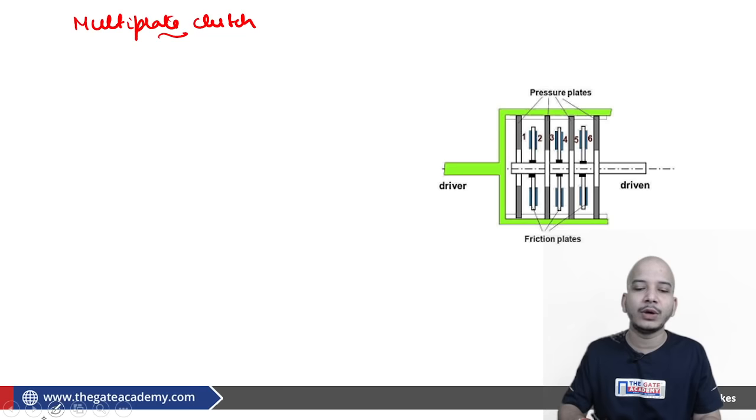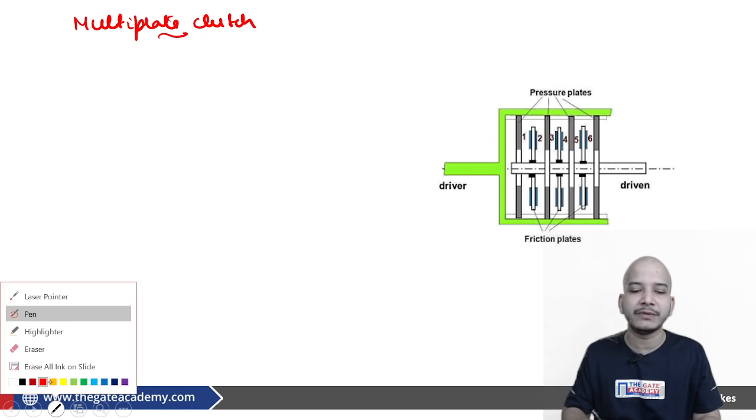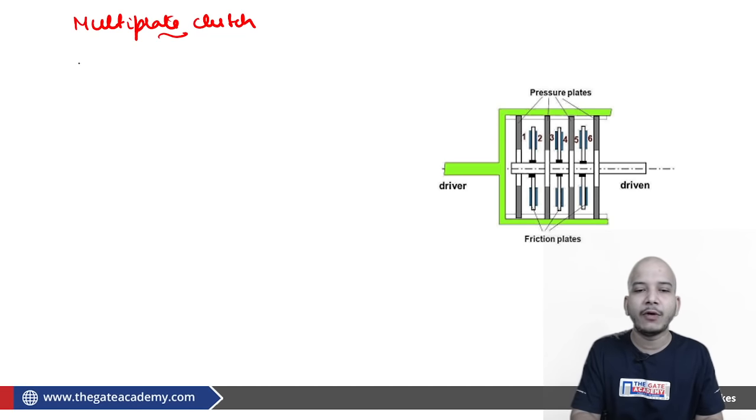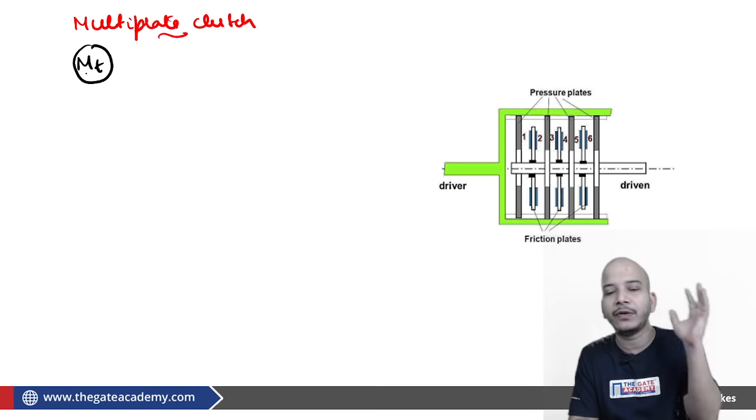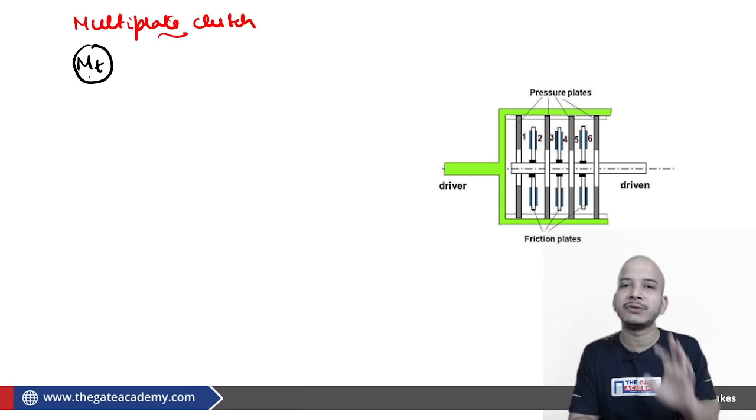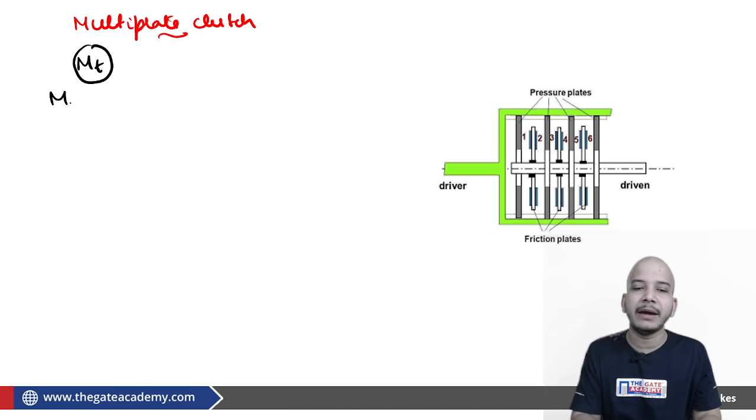If someone will ask, okay, what is the amount of torque transmission from this multi-plate clutch? So whatever empty you have got for uniform pressure theory or uniform wear theory, as far as single plate clutch was concerned, then empty for multi-plate clutch will be equal to n into empty, where n is the number of interacting surfaces.